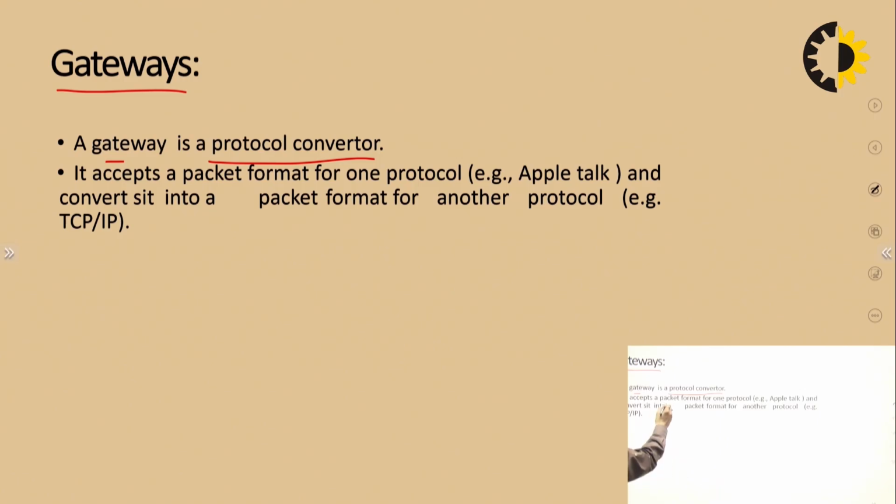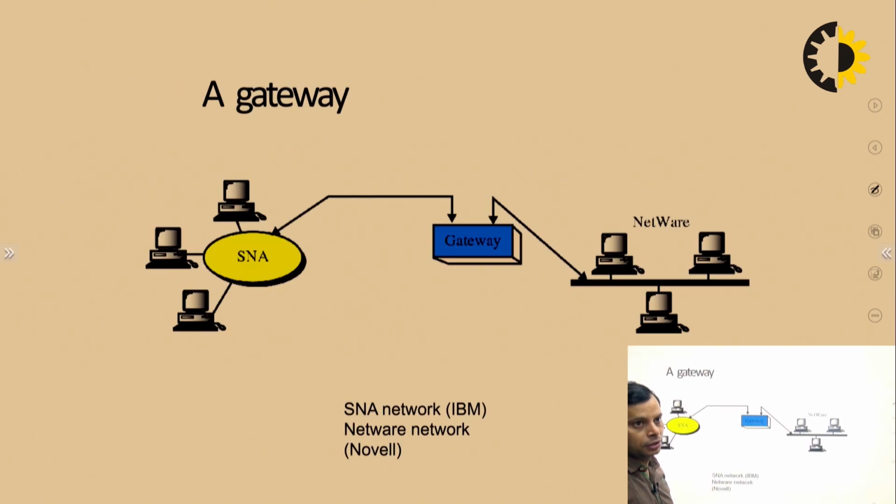So it accepts a packet format for one protocol and converts it into a packet format for another protocol here. So it has protocol conversion capability here. So this is simply the connection of this gateway diagram.